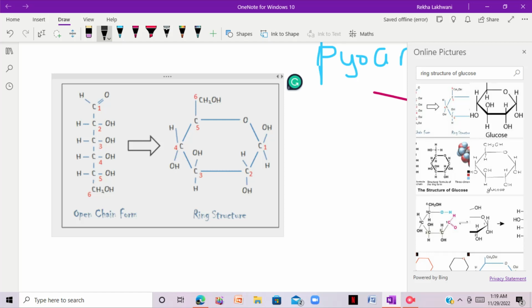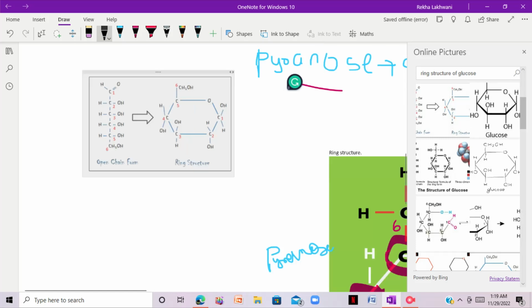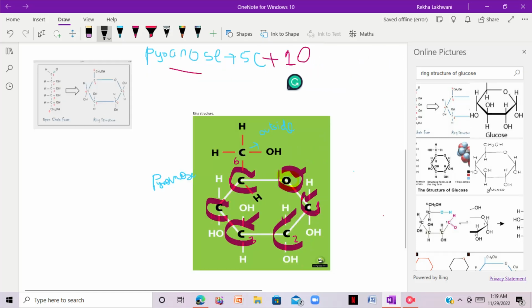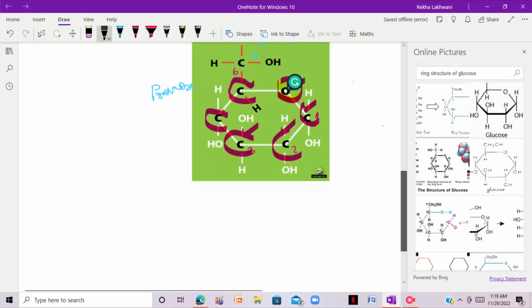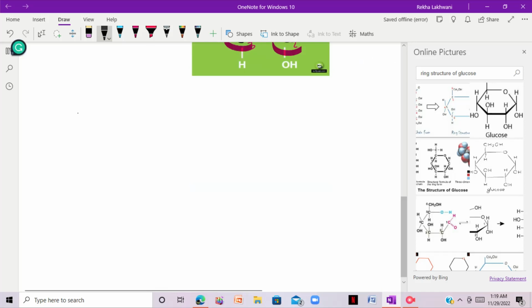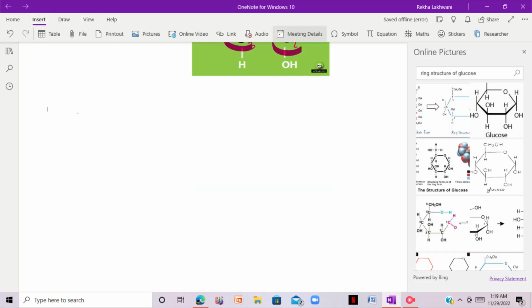Here carbon number 1, carbon number 2, carbon number 3, carbon number 4, carbon number 5, and carbon number 6. So remember one thing, glucose and fructose are both isomers, right? What does that mean? They have only a different structure, otherwise they are the same. As you can see over here, there's a double bond on carbon number 2, else the structure is the same. On the right side it is H, not OH, right? I hope this is clear to you.